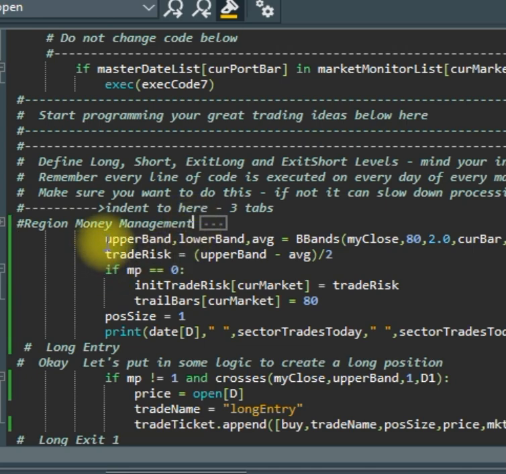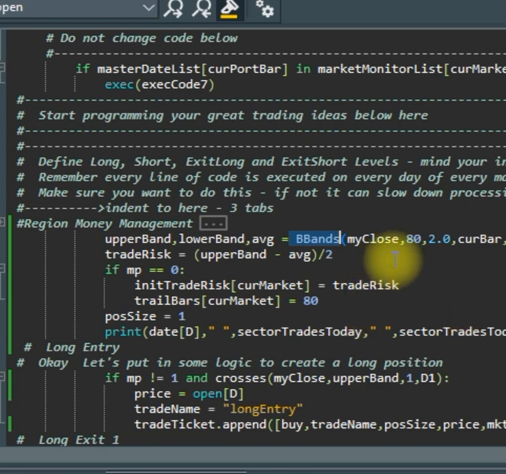Okay, so what do we need for a Bollinger Band? Well, we need the upper band, and we need the lower band, and we need the average. So all we got to do is call B bands, which is my function call for Bollinger Bands, and you'd have to know what that is. And I have a wiki that I'm working on, and it is posted on the website. It's not complete yet, but it's getting very close to being done.